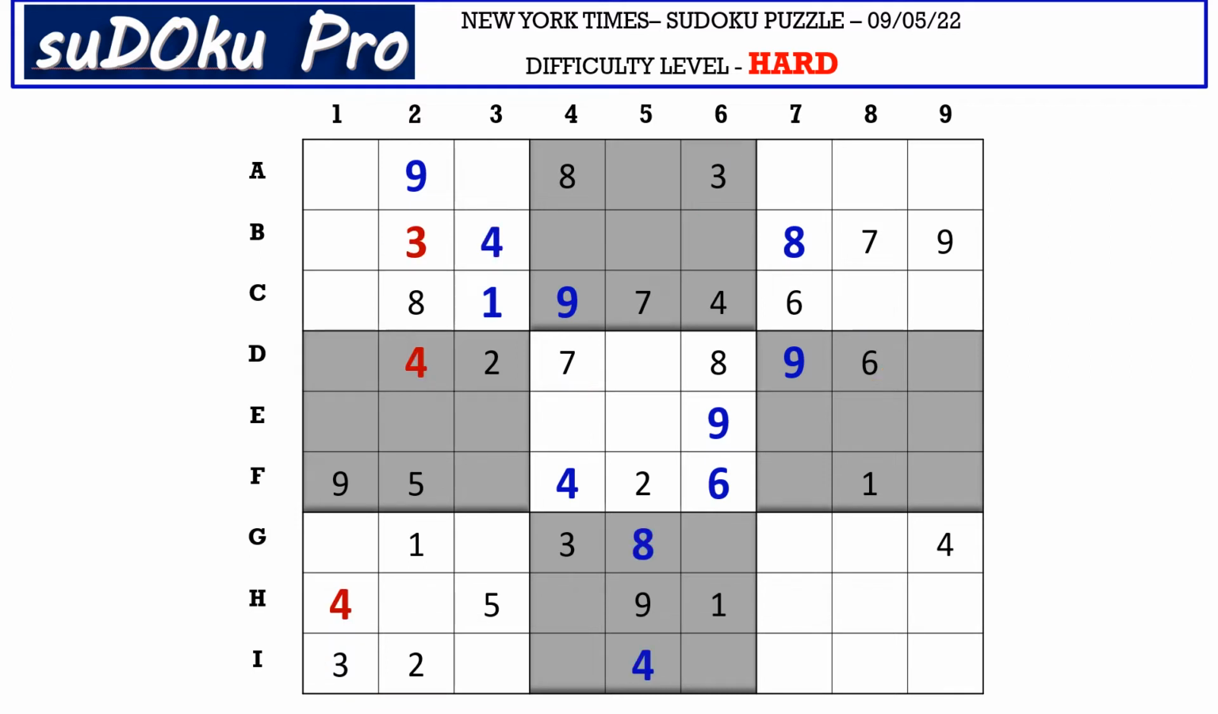Now in D row there are 3 empty cells and the missing numbers are 1, 3 and 5. There is 3 and 5 blocking this cell. So D1 takes 1 and the rest of these two cells take the 3, 5 pair.